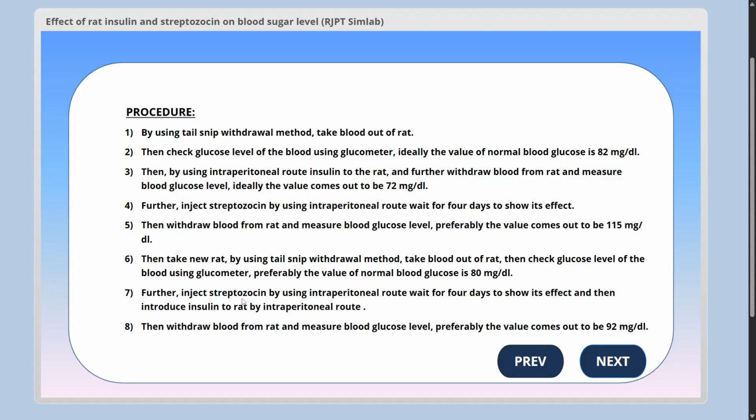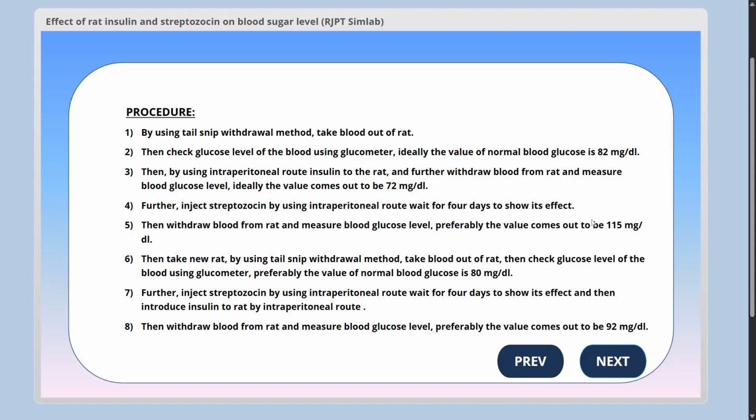Then further inject streptozotocin by using the intraperitoneal route and wait for 4 days to show its effect, and then introduce insulin to the rat by the intraperitoneal route. So, we have to inject the streptozotocin drug intraperitoneally into the abdominal cavity, and then wait for 4 days for the streptozotocin to show its effect, which means this streptozotocin will increase the blood sugar level.